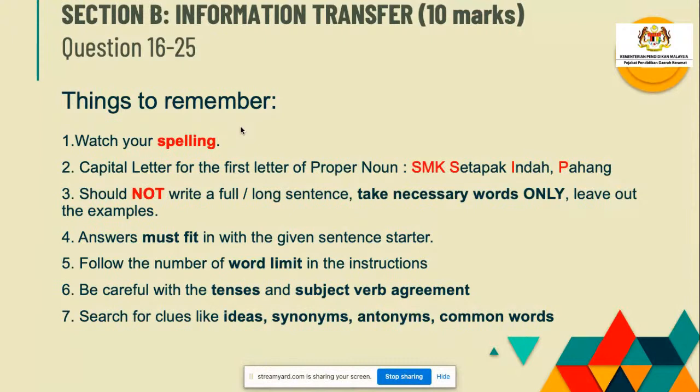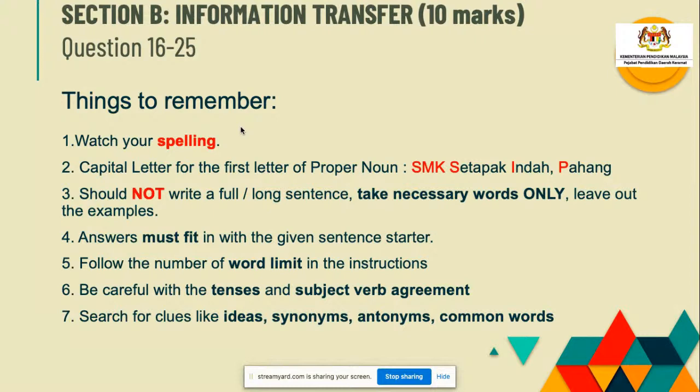Okay. And finally, in order to help you to find the answers, look at for the ideas, look at for the synonyms. Now I think synonyms will be very helpful. Okay, antonyms, kata ideas, synonyms tu kata sama maksud, antonyms kata berlawanan, ataupun common words. Again, common words, perkataan-perkataan yang biasa digunakan.